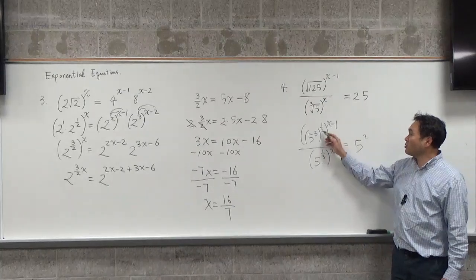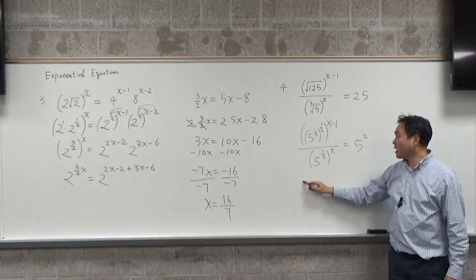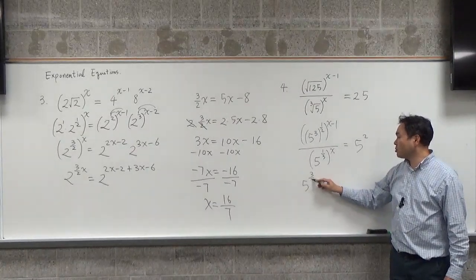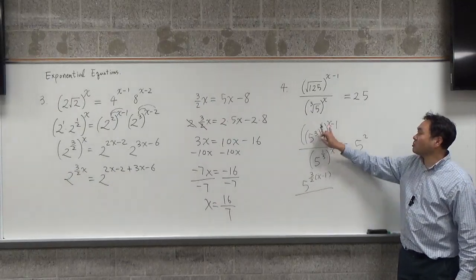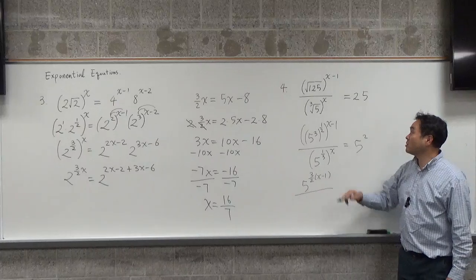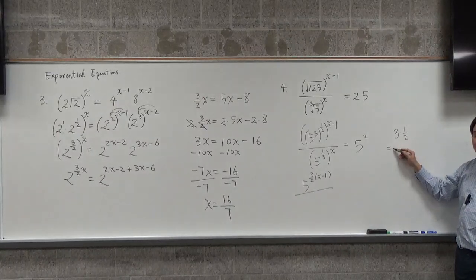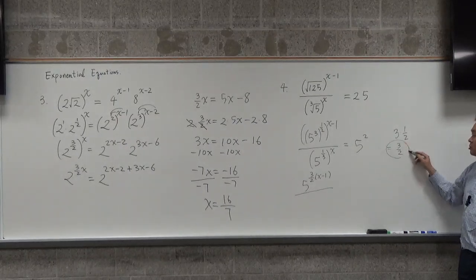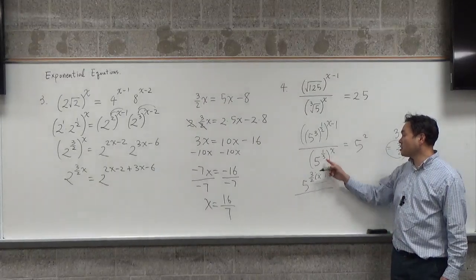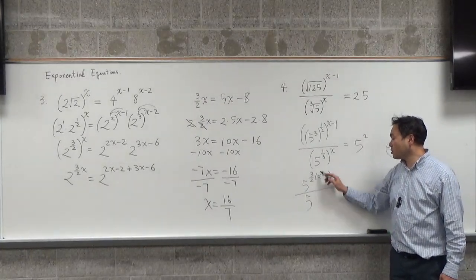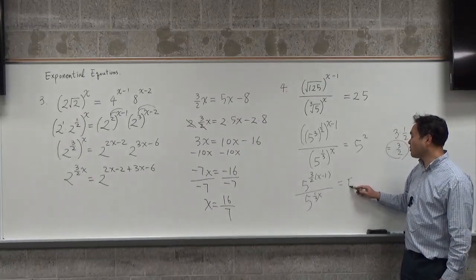Okay, now all of these numbers should be multiplied. So this is going to be 5 to the 3 over 2 times x minus 1, because 3 times 1/2 is 3 over 2. Is that good? 3 times 1/2. When you multiply a number to a fraction, it only gets multiplied to the top, right? So 3 over 2 is what you get here, and times x minus 1. And here, 5 to the 1/3 times x. So 1/3 x should equal 5 squared.